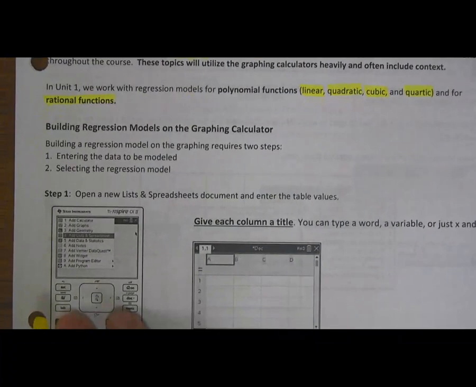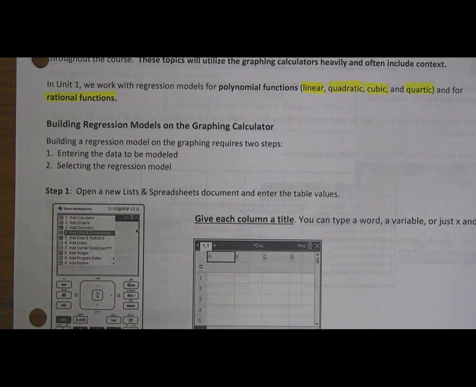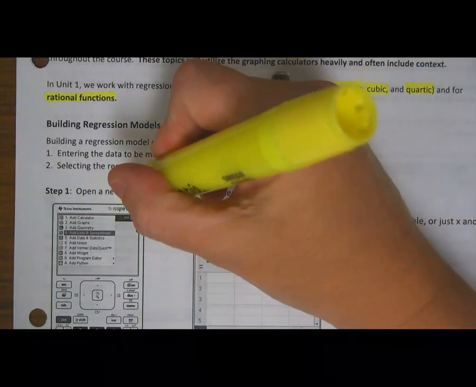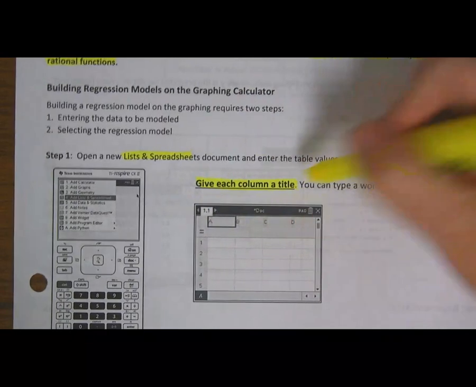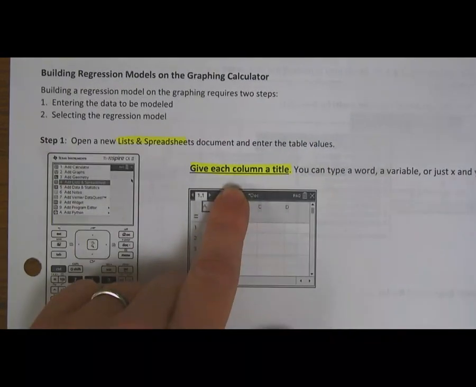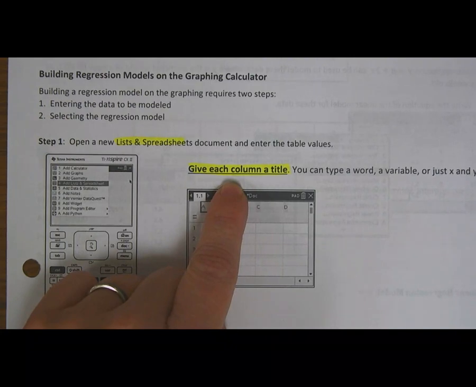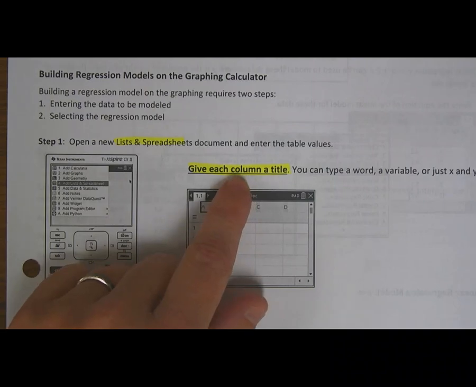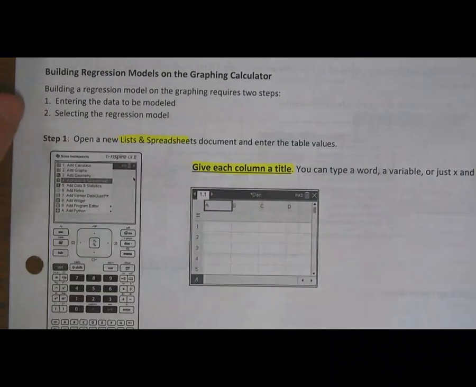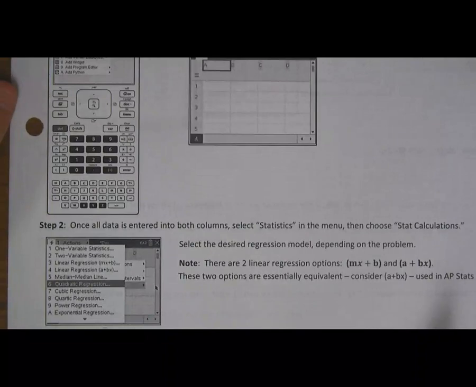So to build a regression model in the graphing calculator, you are going to enter the data into lists and spreadsheets. So I'm going to make sure you know how to do that. It's really important that when we do this in just a second, look what I'm pointing to, that you give each column a title. That can just be the letters X and Y. If it's a word problem and you want to put T for time or C for cost, that's fine, but give each column a title. I'll make sure you do that.